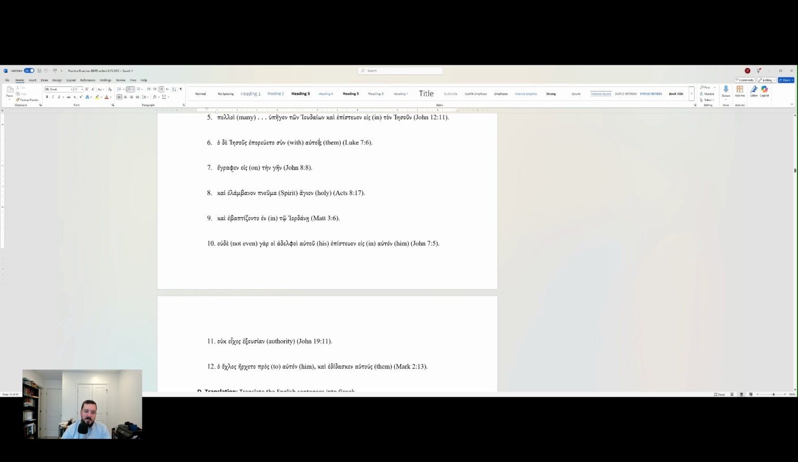7. Egraphen eis ten gen. Now this one's interesting, right? Egraphen. Well, what do we have here with 7? Well, we know we have our word grapho. We see graph there. We know that ending is not there. We also see our augment, and we've got the ending en. So en, there's our third person singular ending. We have an imperfect active indicative, third person singular. He was writing on ten gen, the earth or the ground. Earth can also mean ge, ge can be ground.